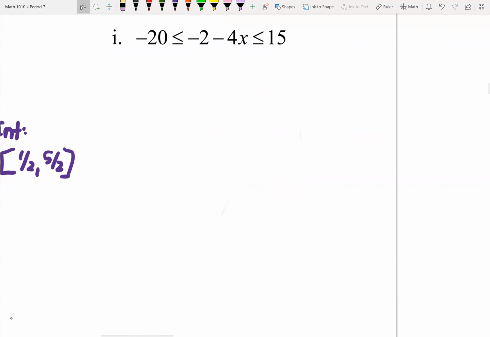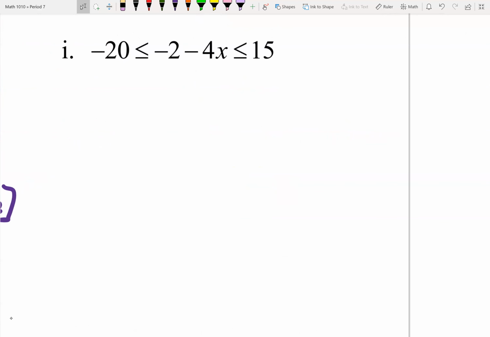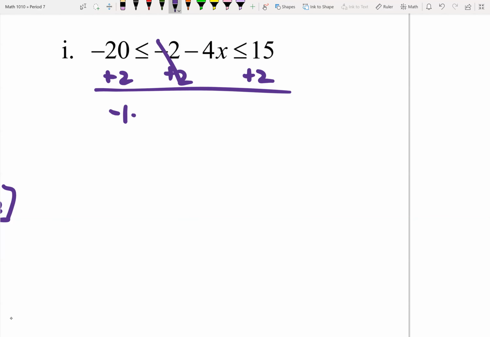Okay, question I. Everybody look at that, okay? I want the x to be alone. Everybody shout out the first step. Tell me. Add 2. It looks really bad. Don't get all freaked out. Just go add 2, add 2, add 2. This does get kind of ugly, so stay right with me, okay? Look, 2's cancel. So you have -18 is less than or equal to -4x is less than or equal to 17.